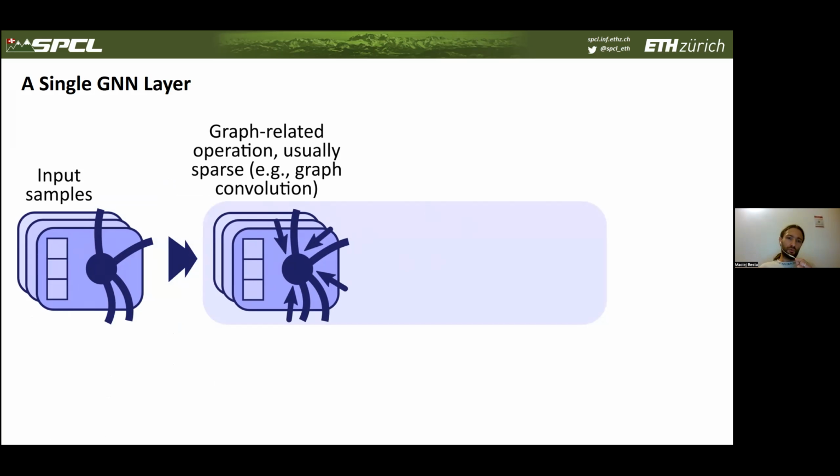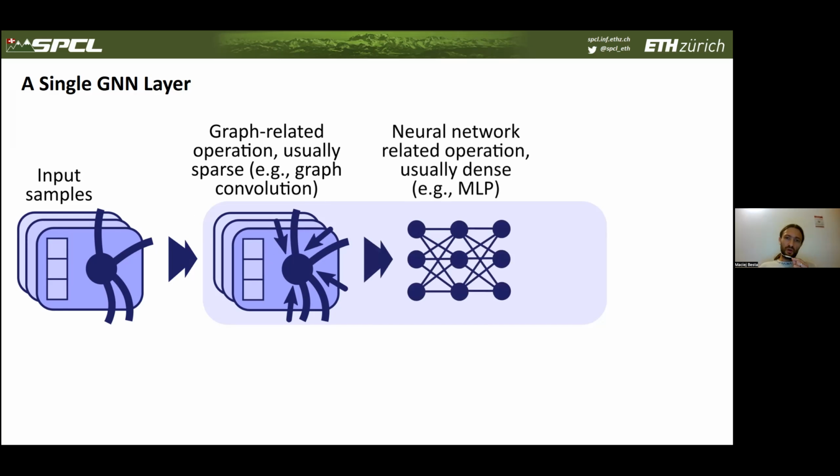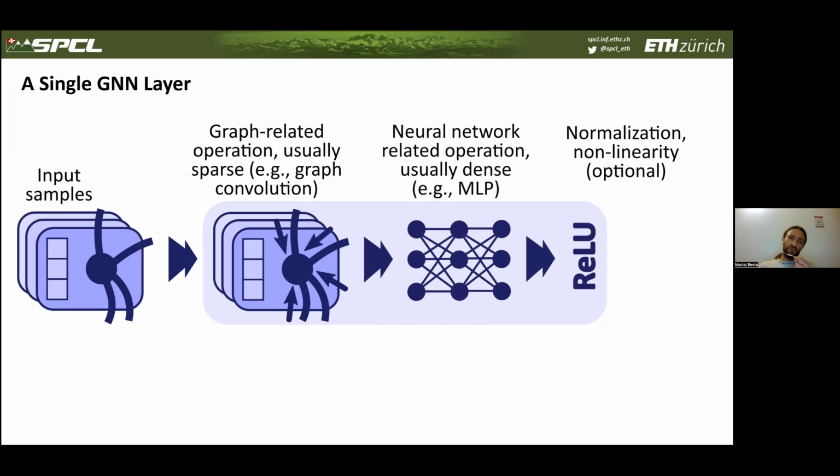Because we are using something more complex than just single scalar values. Then we are feeding this into a dense operation in the same GNN layer, which is usually some neural network operation, for example, MLP, or maybe just a plain linear projection, or something more complicated. And at the end, we are feeding this into ReLU, which is some optional nonlinearity. And then we repeat this, right? So this is a single GNN layer. We repeat it as many times as we need.